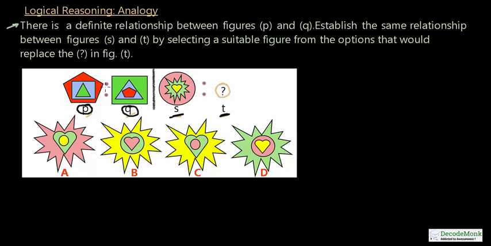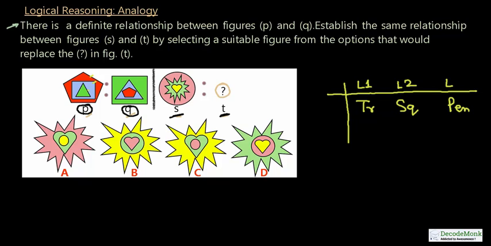Here you can see there are three shapes in figure P. What are those? These are triangle, square, and the outermost is pentagon. I will write down in short form for your understanding. So I will name these triangle as layer 1, square as layer 2 and pentagon as layer 3.